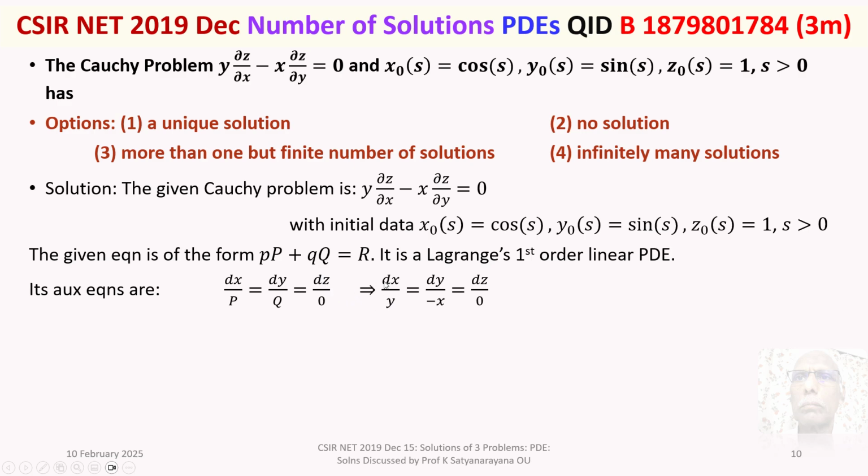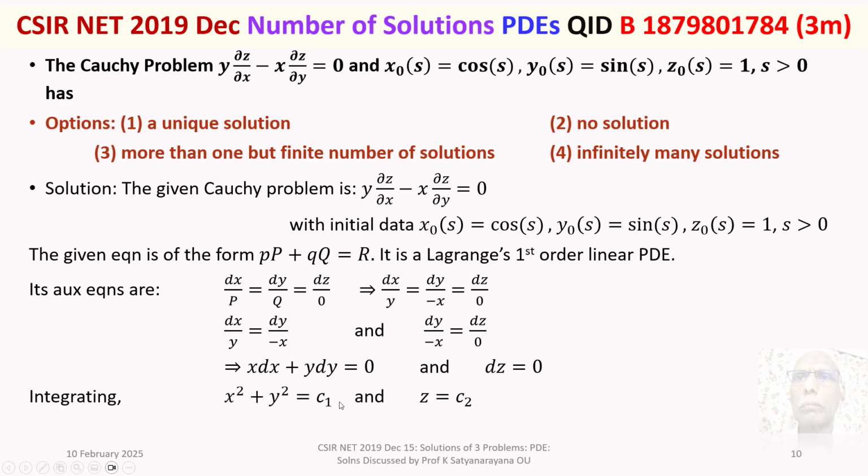In our case, it is dx/y, the coefficient of ∂z/∂x, equals dy/(−x), equals dz/0. Take the first two, dx/y = dy/(−x), and take the second and third, dy/(−x) = dz/0. This will imply x dx + y dy = 0 and dz = 0. Integrating, we get x²/2 + y²/2 = c₁/2 and z = c₂.